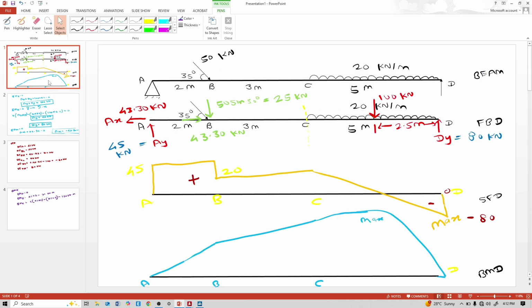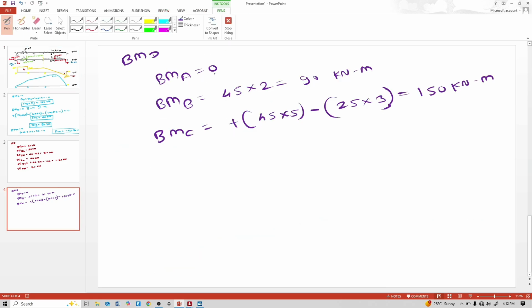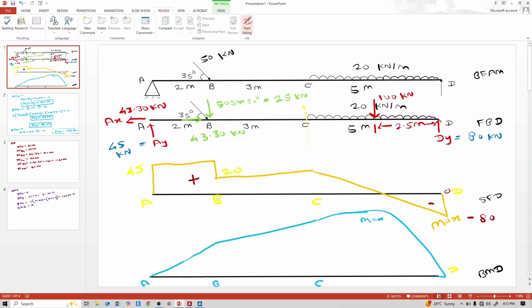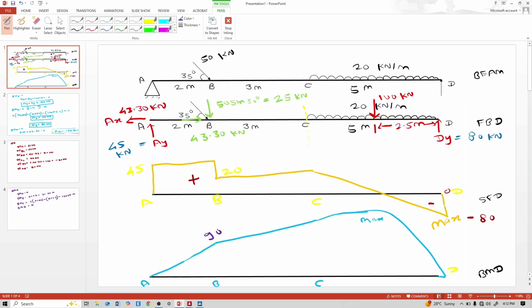Now bending moment at D. D is also roller support, that means it is 0. So 0, 90, 150. Here it is 90 kilonewton meter, and here at point C it is 150 kilonewton meter. Now we need to calculate this maximum BMD.